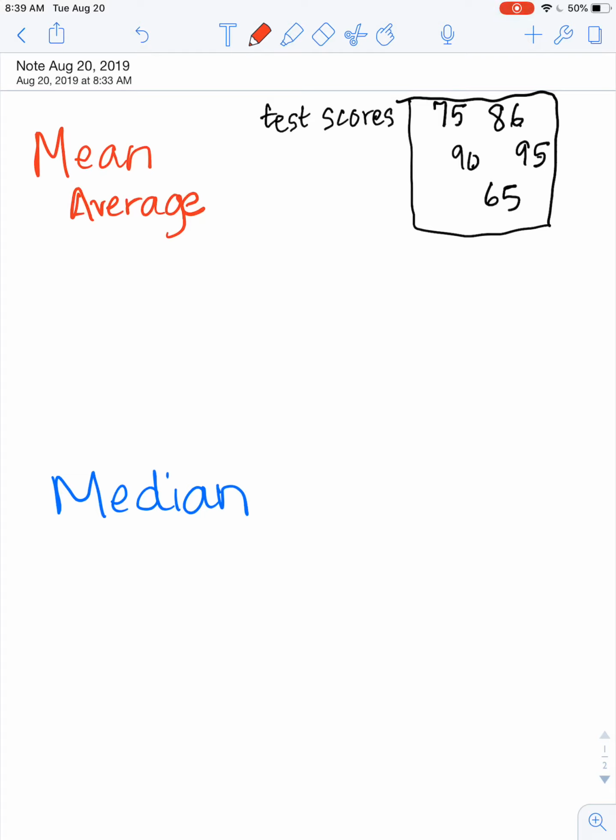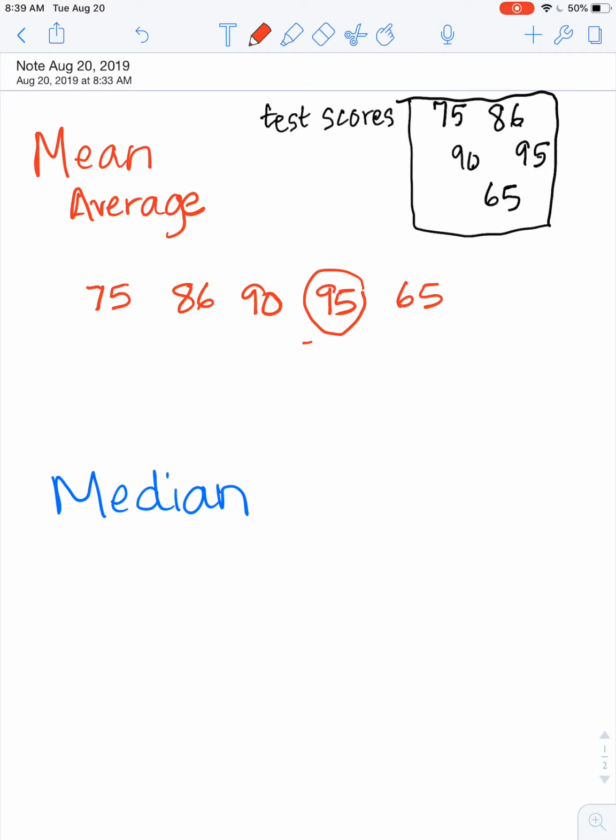on every test? So if you have a 75, you basically missed 25 points, right? An 86, you missed 14 points. A 90, you missed 10 points. A 95, you missed 5 points. And a 65, missed 35 points. So this would be hard right now to start moving points. But what you want to do is take points from the big score and move it over to the little score.